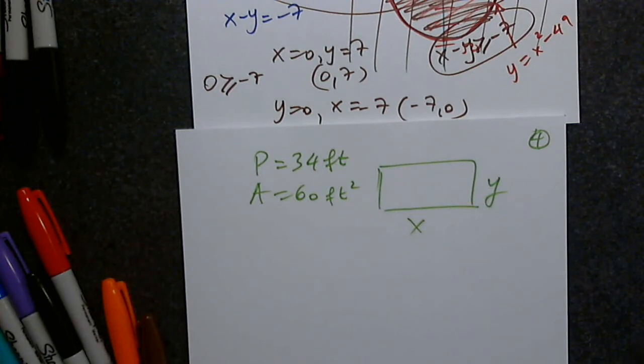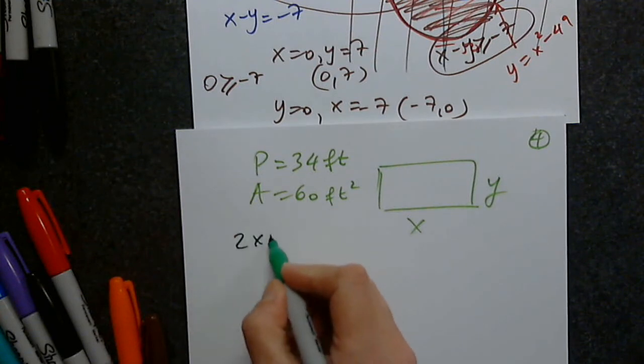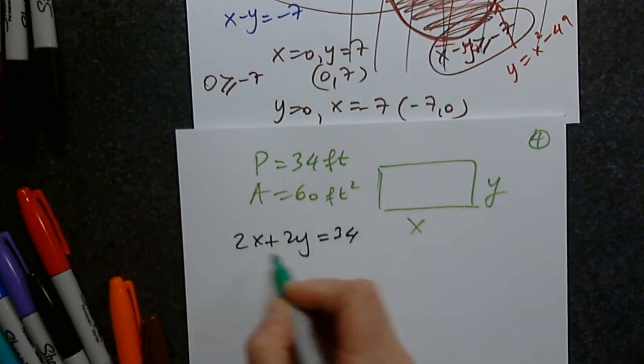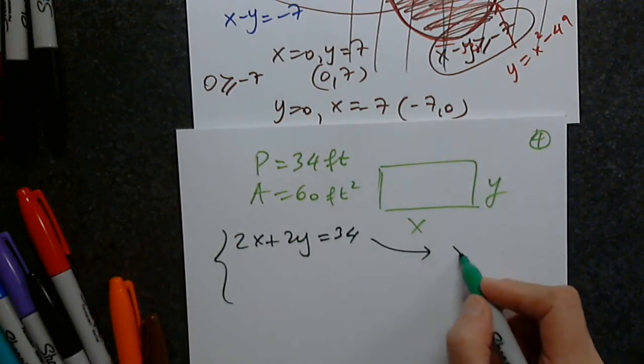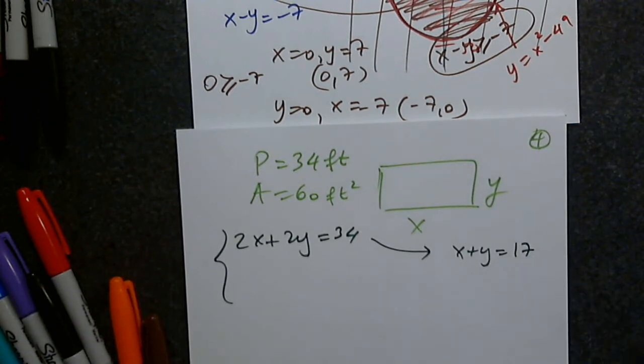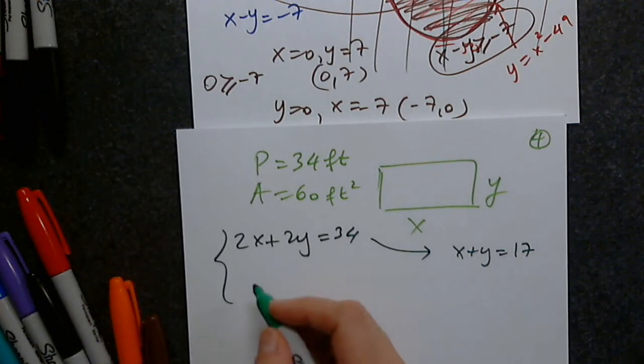Can we do 2x plus 2y is equal to 34? Yes. So I will write 2x plus 2y equals 34. And eventually I will write x plus y equals 17. I agree. But I also need another equation, right? X times y equals 60. Yes. X times y equals 60.